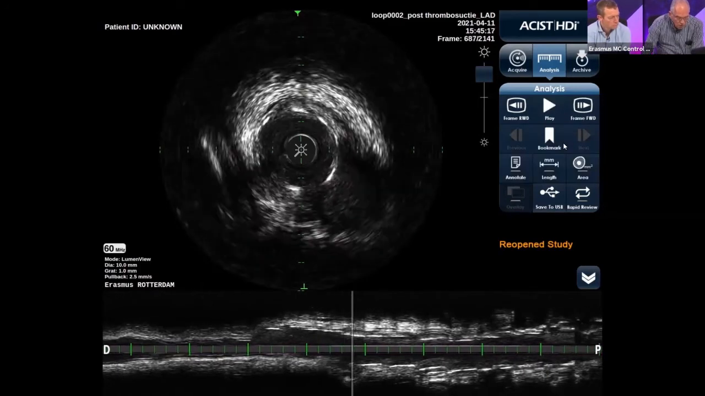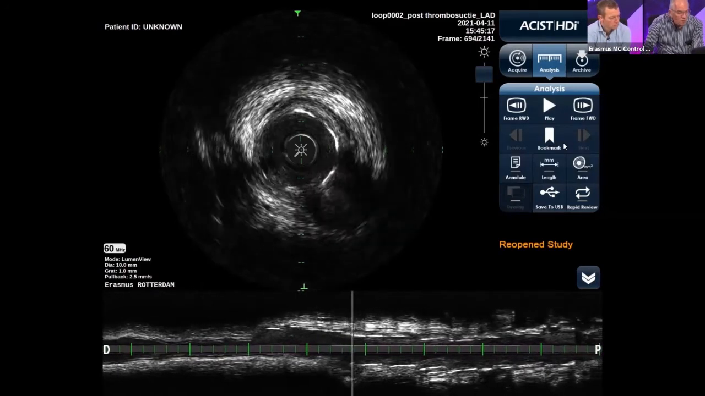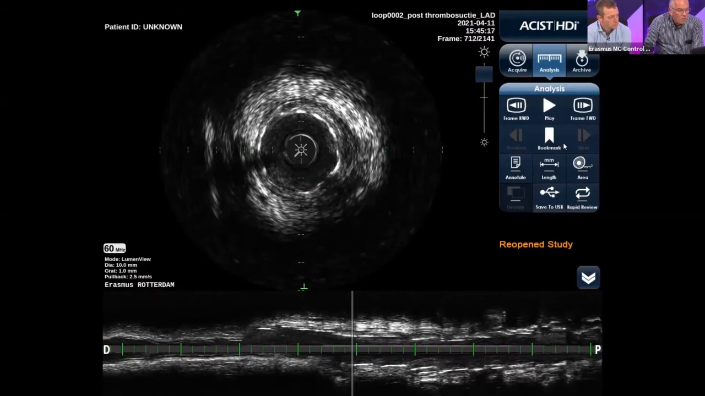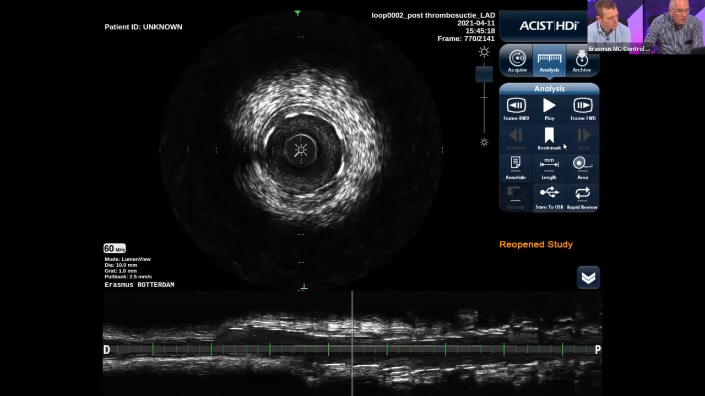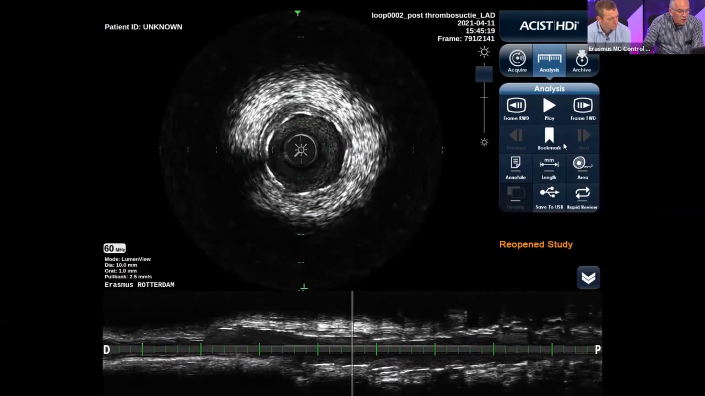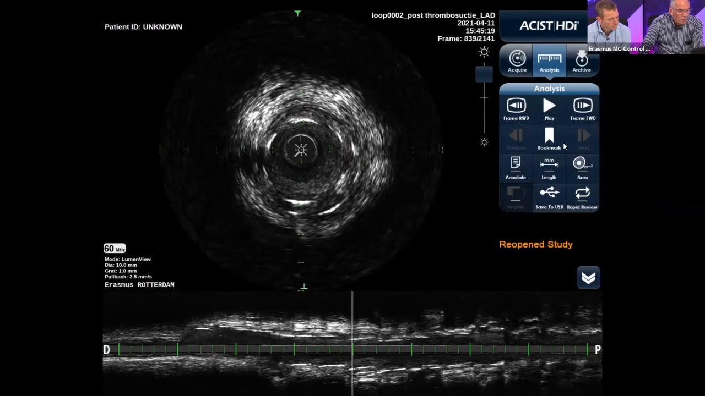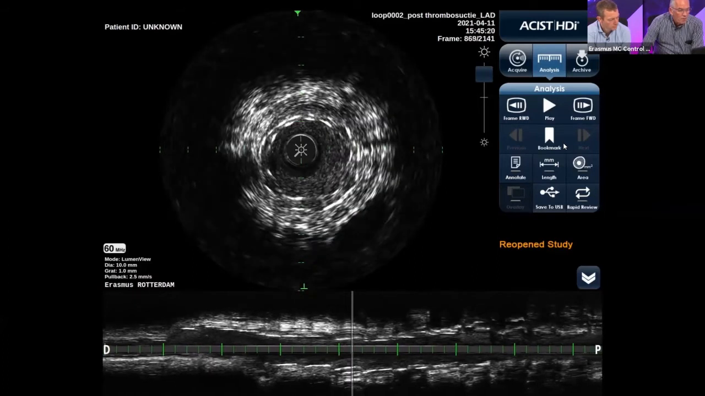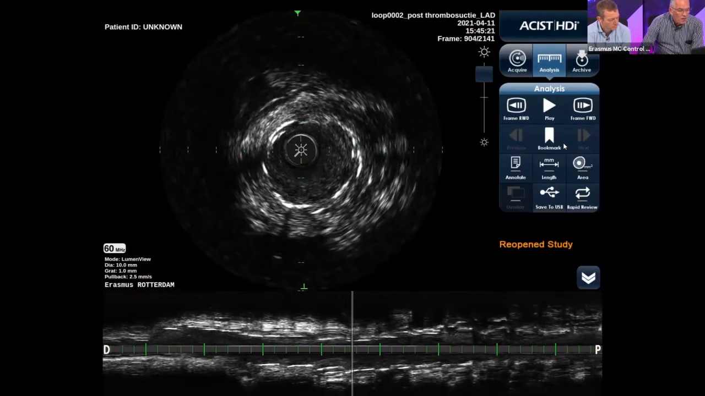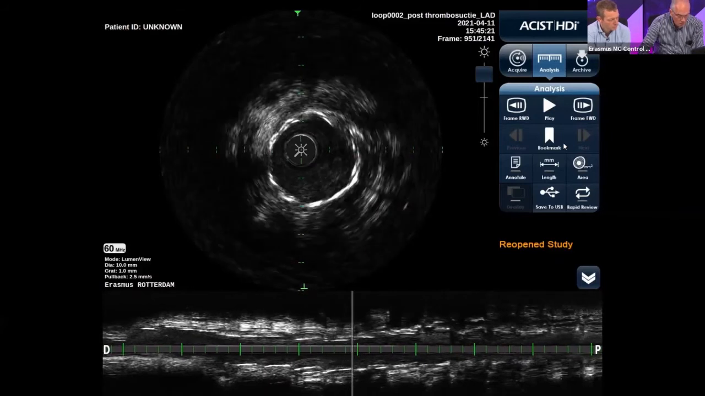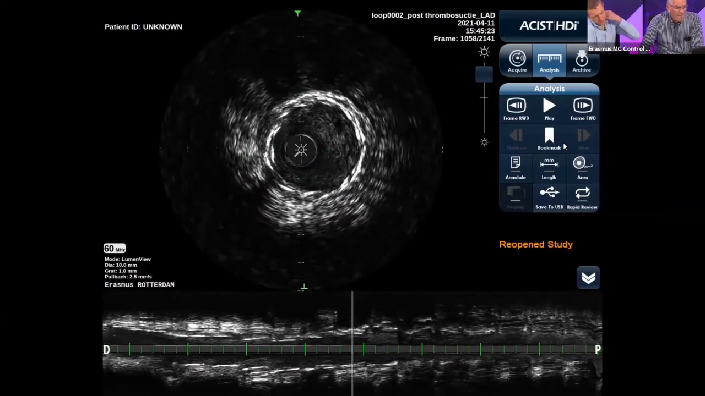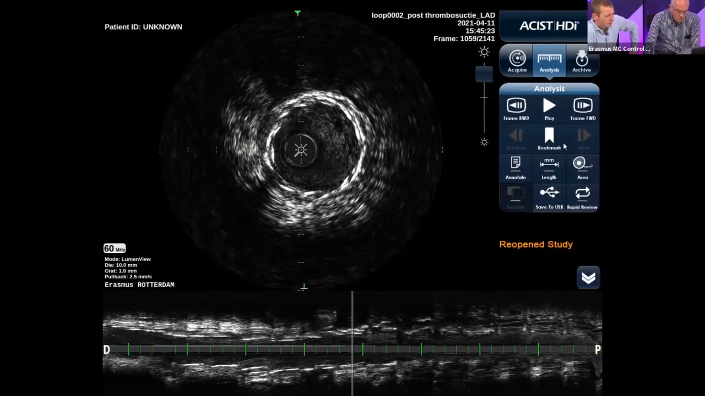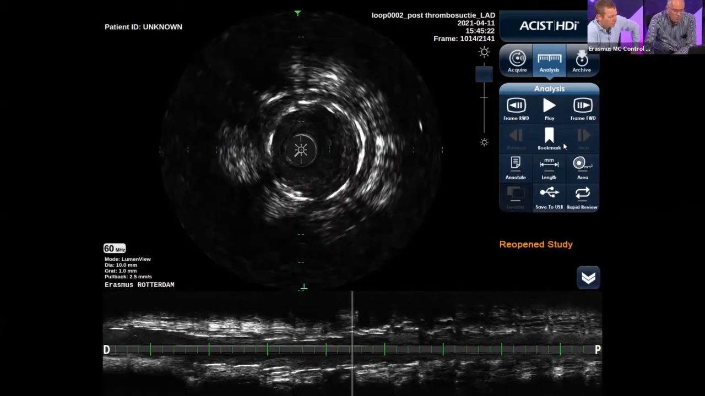Goes a bit slow, but here we have the side branch. But you appreciate that a lot of the material is gone. Yeah. But still there is some material left remaining. Yeah. So what is interesting here, that you see distally the thrombus is gone. Yes. In the distal part of the stent, the thrombus is gone, except for proximal in the stent.